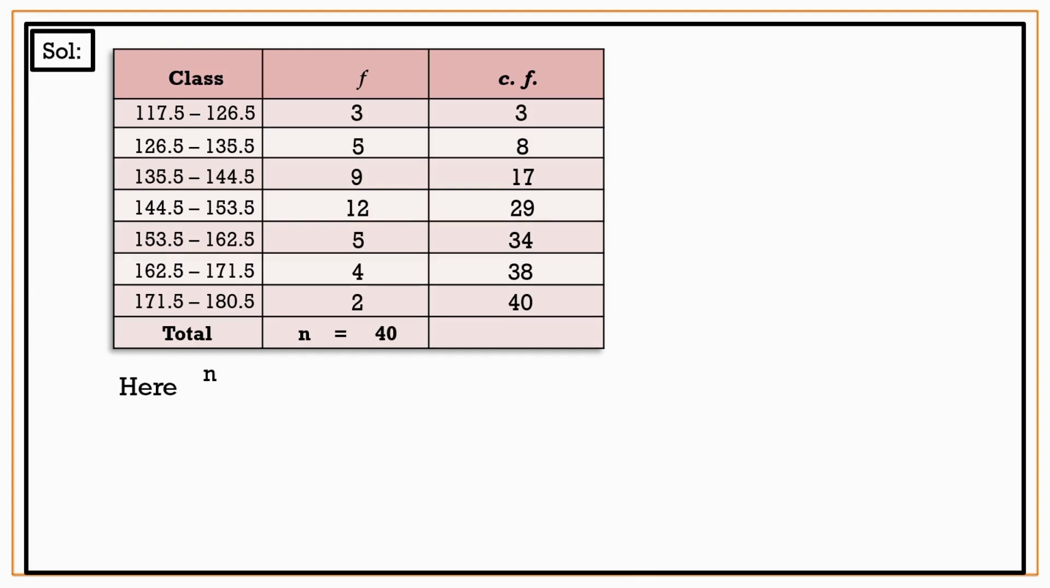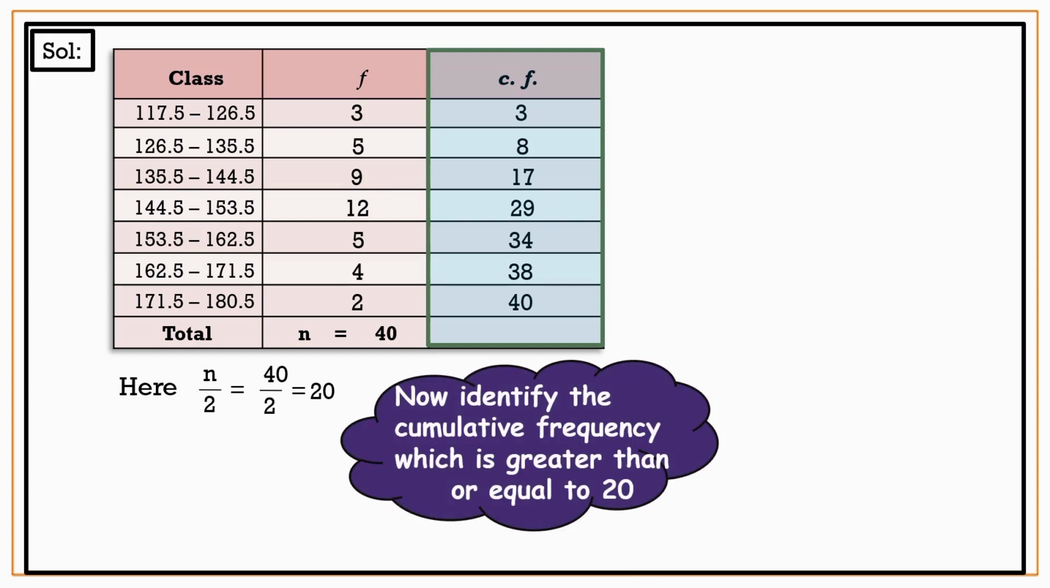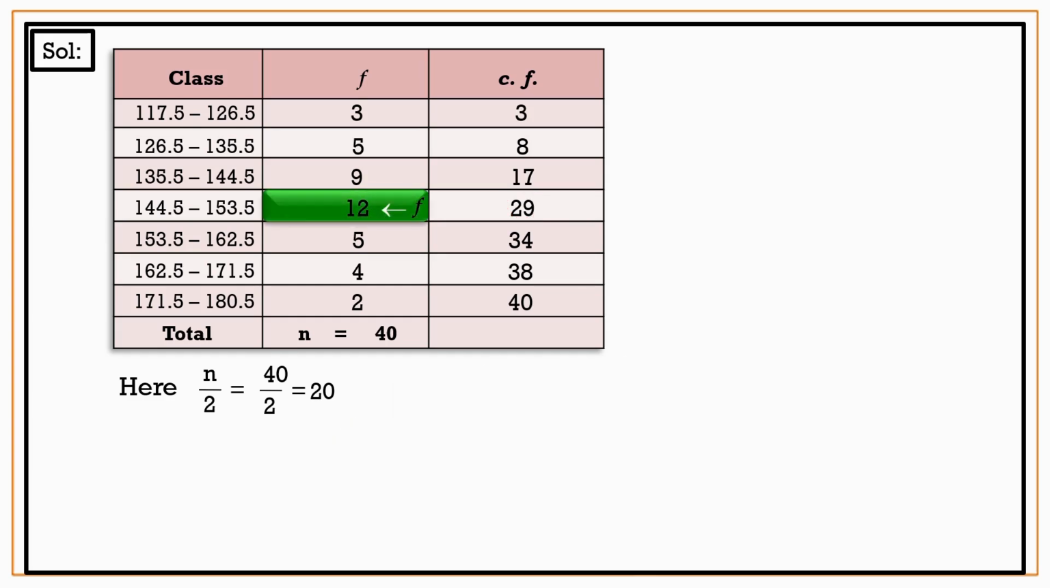Okay. Now first we need to find out n by 2. That is going to be 20. Right. So now identify the cumulative frequency which is greater than or equal to 20. So if you take a look, 29 is just greater than 20. So that is going to be the F in that row, that is going to be the F value. So F is 12 over here, and the corresponding class will be the median class over here. So 144.5 to 153.5, that is going to be the median.